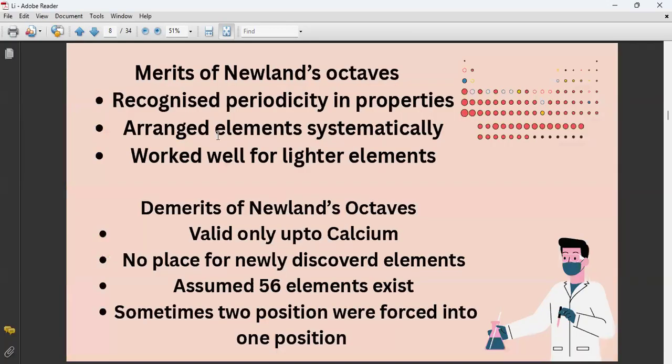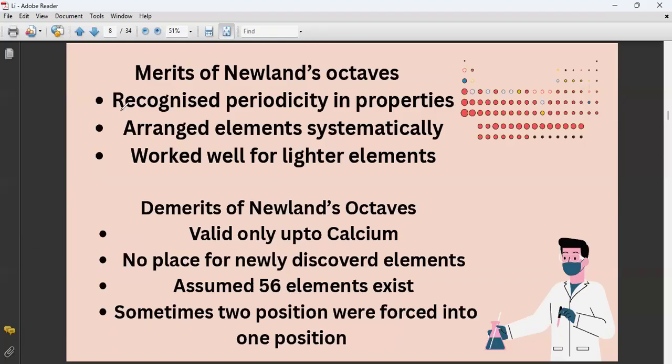So again, the merits of the Newlands law of octaves. We can remember Newlands octaves from octane and octaves. Octane is 8, and octaves has also put the elements into groups of 8. So octane and octaves, and triads and 3, we can remember it that way. That can help as a mnemonic for you guys.